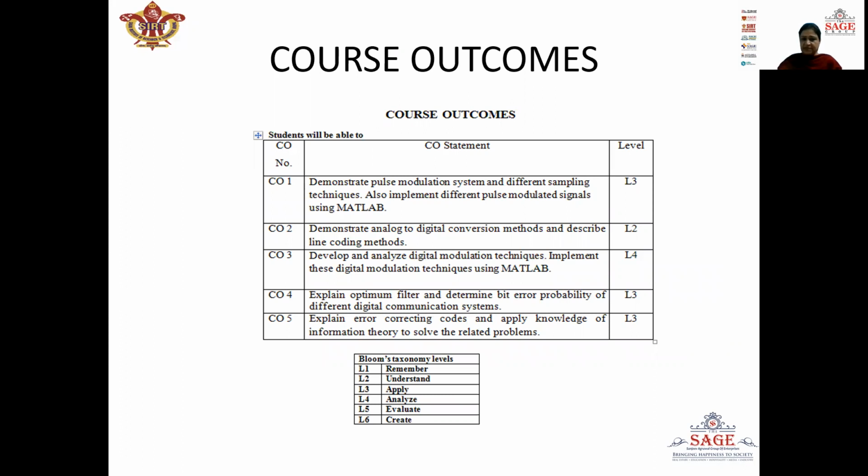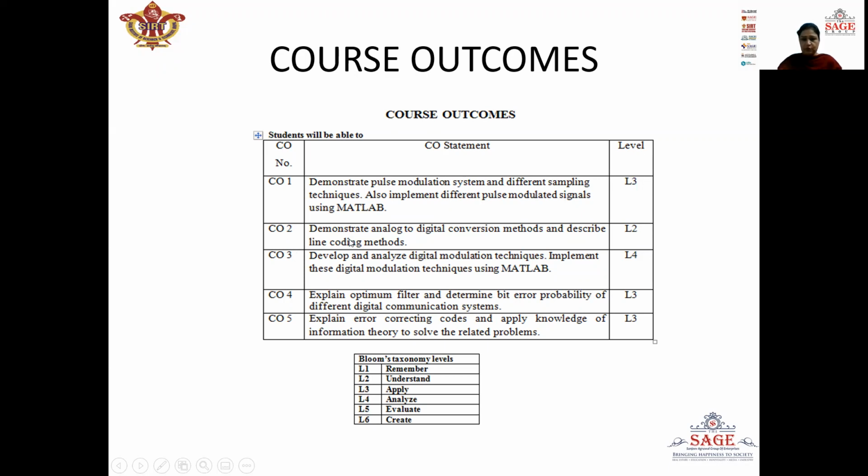Now, coming next are the course outcomes of the subject. This subject consists of 4 course outcomes with different Bloom taxonomy levels. The first course outcome is to demonstrate pulse modulation systems and different sampling techniques. Also, implement different pulse modulated signals using MATLAB. This course outcome covers Bloom taxonomy level 3, which is based on the applying level.